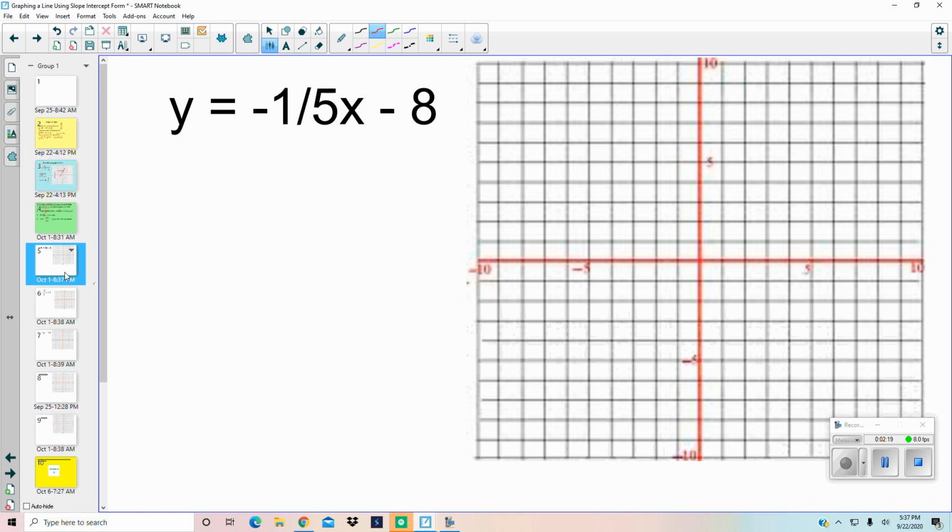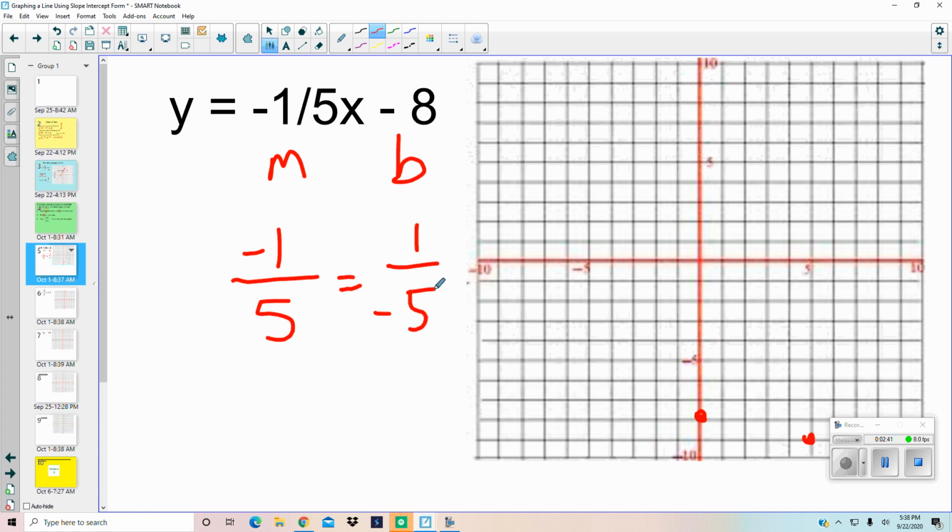So here I have a slope of -1/5 and a b value of -8. So I would go down to -8. That's my first point. And then my rise is -1, my run is 5. So I could go down 1 to the right 5. Or I could go, if I put the negative on the bottom, that would be up 1 to the left 5. And then I connect those, and that's my graph.